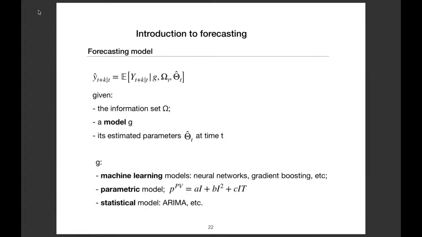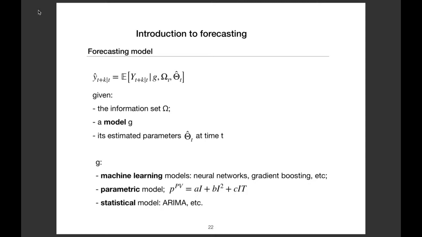So the point forecast is an expectation of the stochastic process given an information set, a model J, and its estimated parameters at time t. What could J be? It could be a machine learning model, such as a neural network, gradient boosting, etc. But it can also be a parametric model.